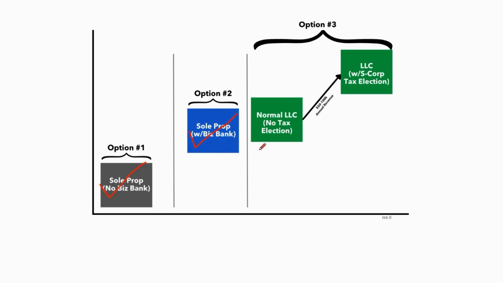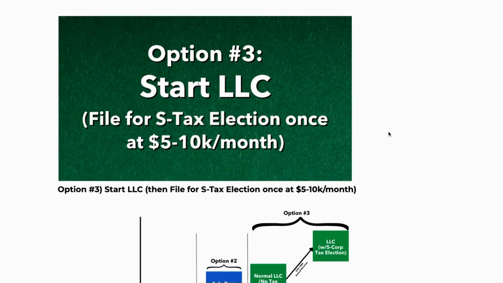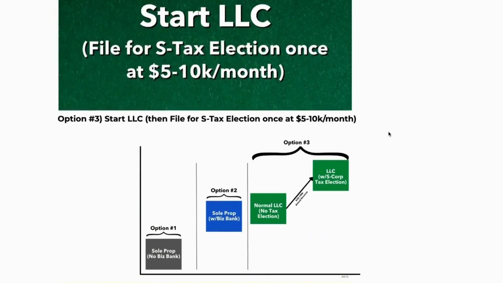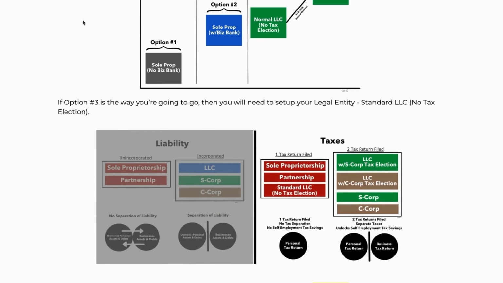Now, let's talk about the granddaddy. Let's talk about option number 3 and actually opening up an LLC. Option number 3 is starting an LLC and then filing for an S tax selection once you're at about $5,000 to $10,000 a month, $50,000 a year. If option 3 is the way you are going to go, then you will be setting up your legal entity. That legal entity, when you first set it up, is going to be a standard LLC when it comes to taxes.